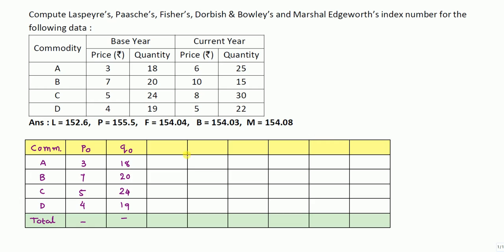Now current year's price is known as P1. P1 is 6, 10, 8, 5, and quantity of the current year is denoted by Q1. Q1 is 25, 15, 30 and 20.